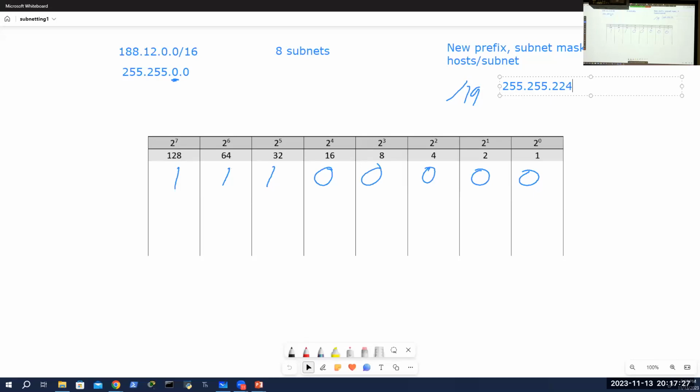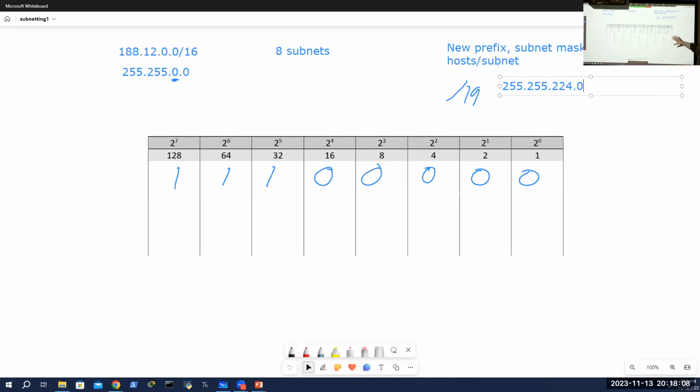224. 224 again. Yep. But we got a .0 at the end, right? Because we're working in the 3rd octet, since our original network ID was just the first 2 octets. If we need more than 256 subnets, then we'd be working in the 3rd and 4th octet. But up to 256 subnets, we are working in that 3rd octet with our new subnet mask only. And then the 4th octet is left alone as host still.